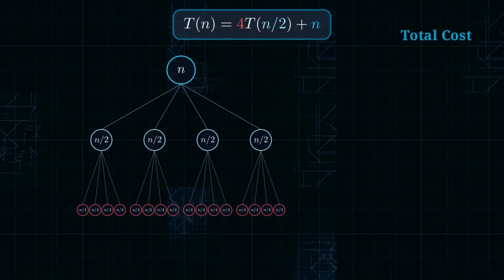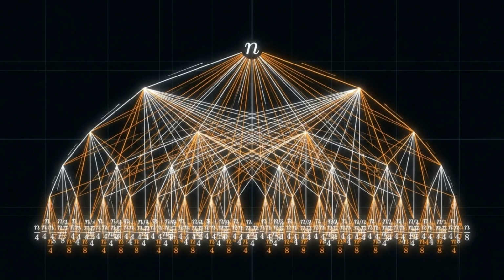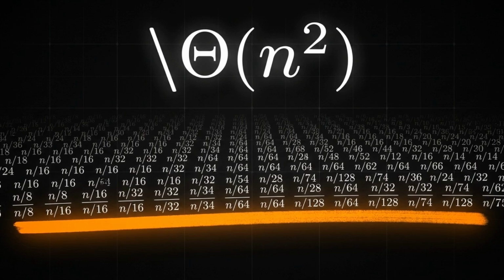Level 0 is n. Level 1 calculates 4 times n over 2, giving us 2n. Level 2 gives us 16 times n over 4, reaching 4n. In recurrences where branching heavily outweighs division, the cost inflates as you go down. The bottommost level dominates the total computational cost, resulting in a complexity of theta of n squared.